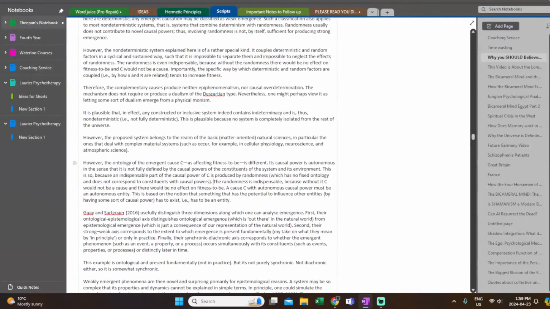The randomness is indispensable because without it, C would not be a cause and there would be no effect on fitness to be. A cause, C, with autonomous causal power must be an autonomous entity. This is based on the notion that something that has the potential to influence other entities by having some sort of causal power has to exist, i.e. has to be an entity.